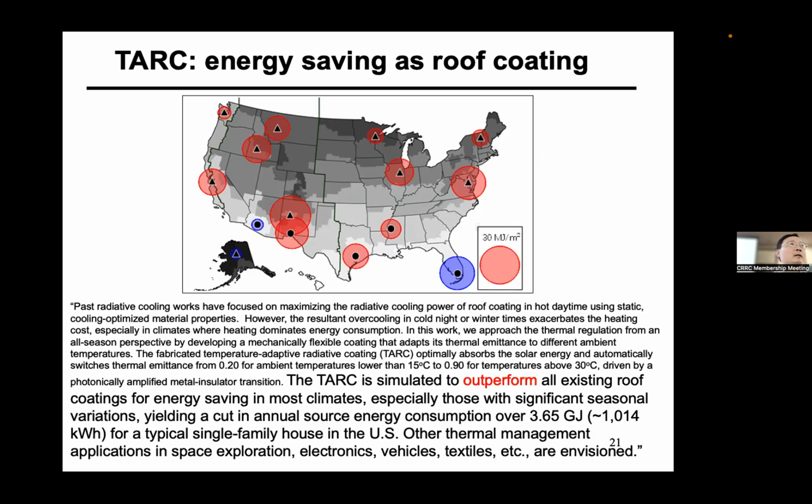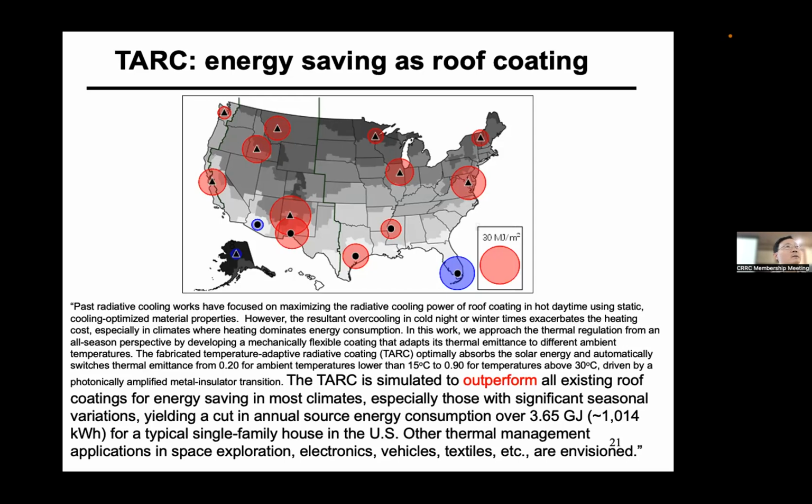But for most other climates in which you have a seasonal variation of temperature, the switchable roof can save more energy. Okay, the size of the circle tells you how much energy you are saving. Right, the bigger the circle, the more energy you can save.